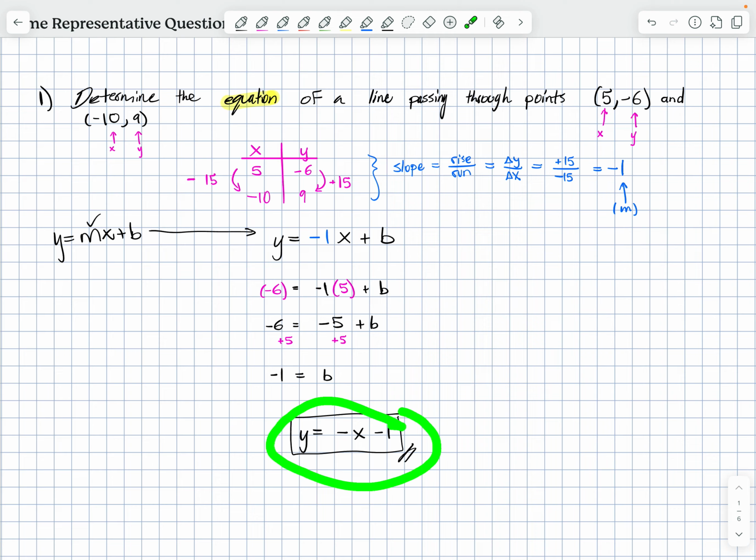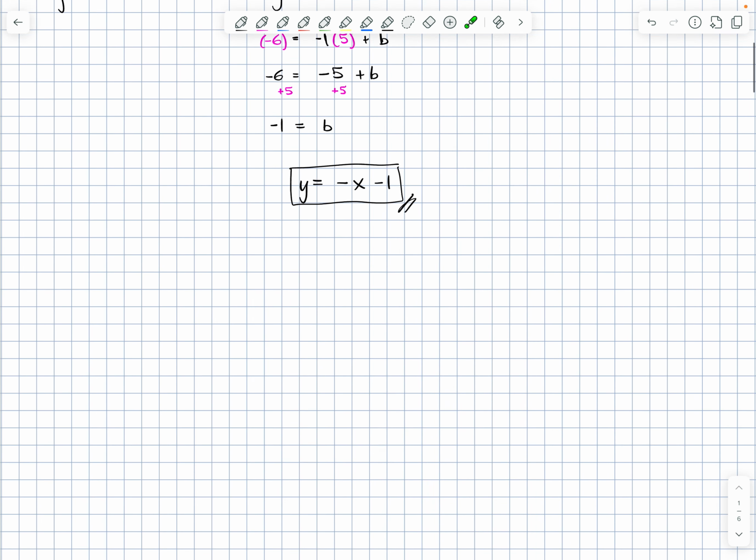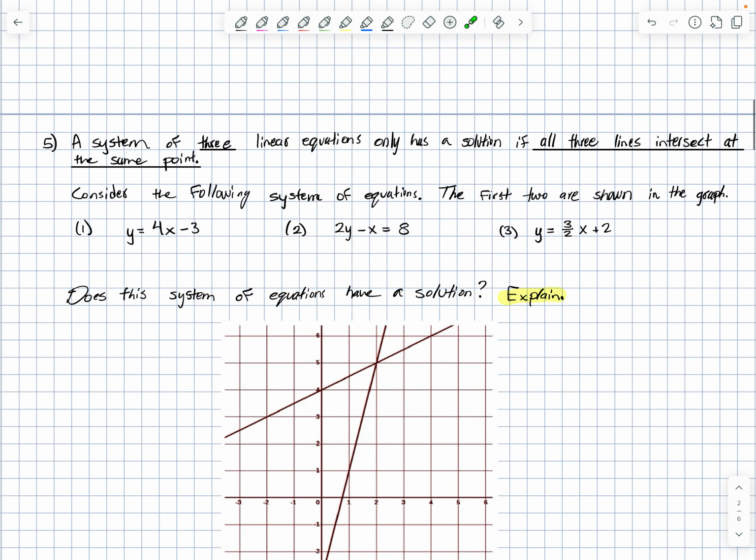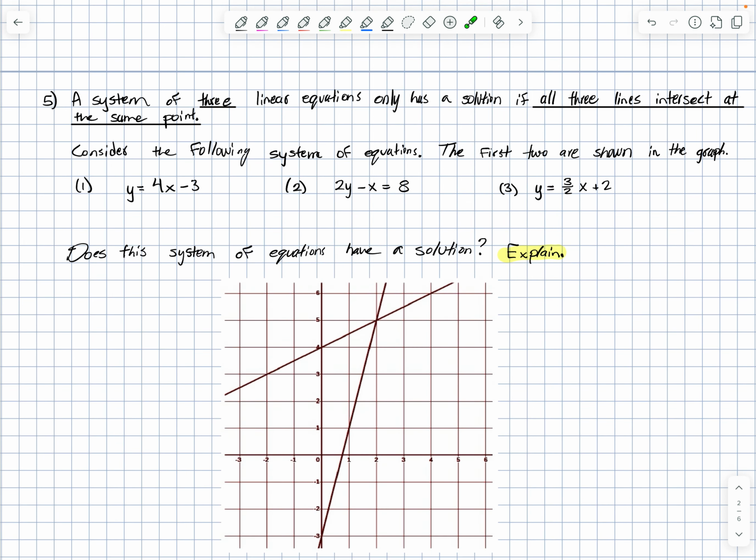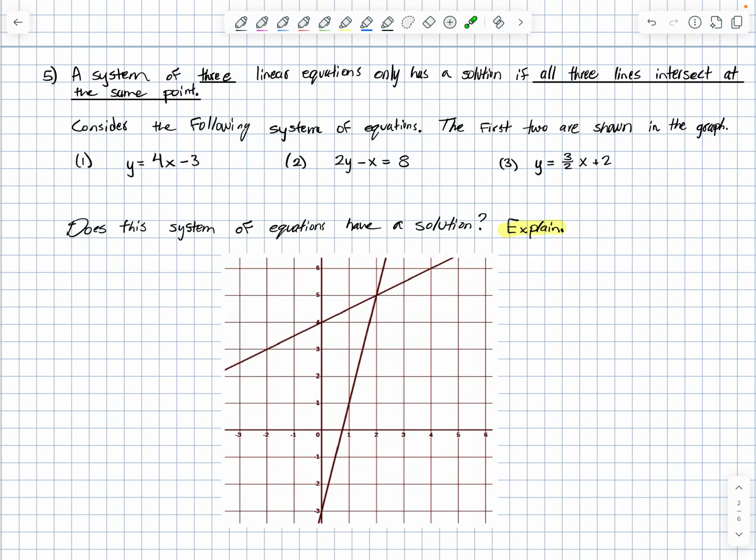and write your final answer that way. Okay, so that's one question. All right, moving on. Another part of linear relations is looking at a second part here.